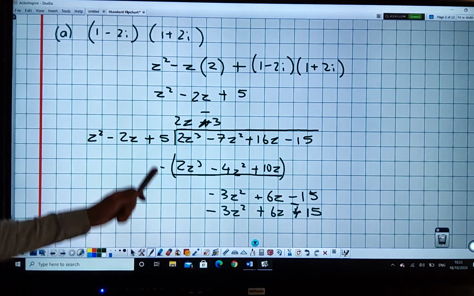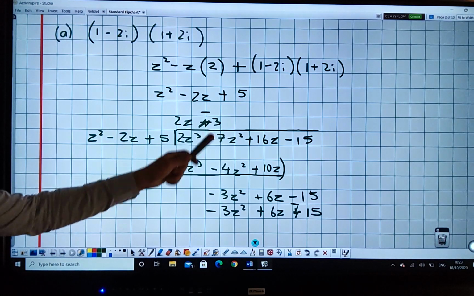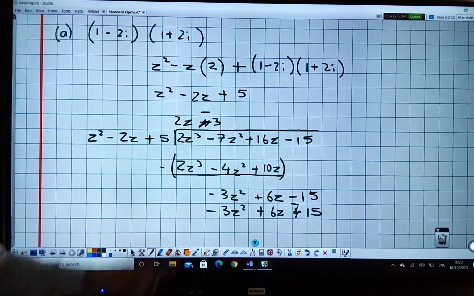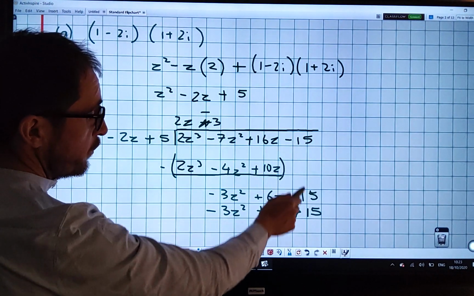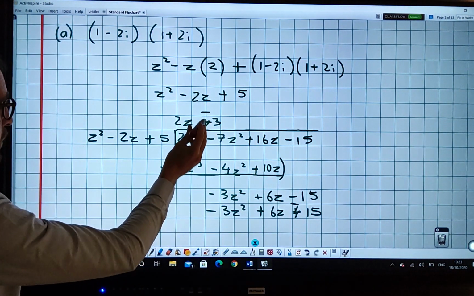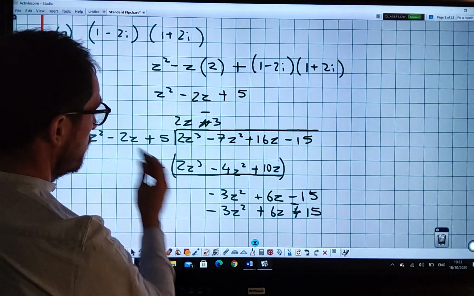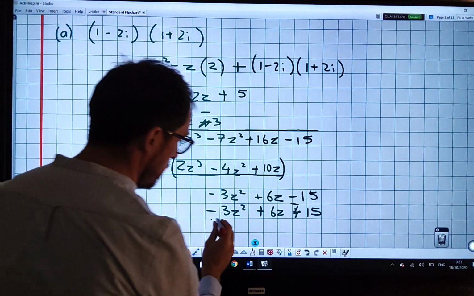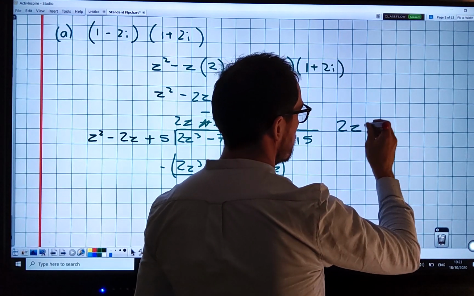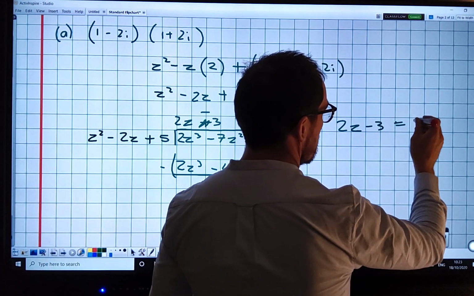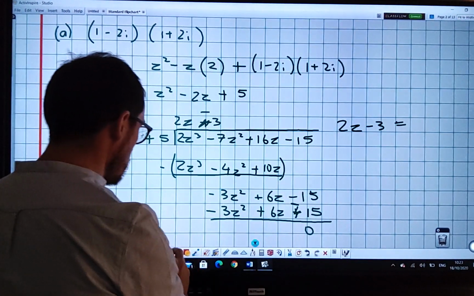So what I've done there is, look, that cancels. Minus 7z squared plus 4z squared is minus 3z squared. 16z minus 10z is 6z. Now you bring down your minus 15. You multiply that by minus 3, gets you minus 3z squared plus 6z minus 15. And that leaves you with 0, which means 2z minus 3 is a root. Set it equal to 0, and that's just the root. That's all you're looking for.